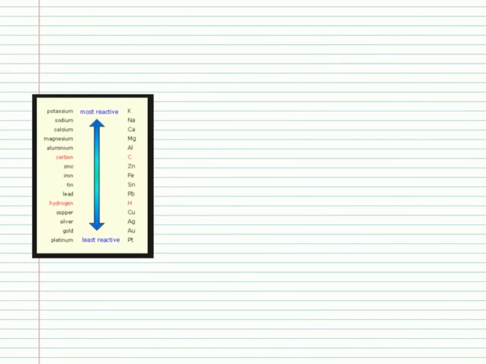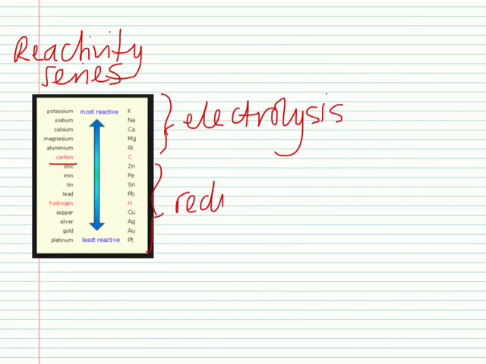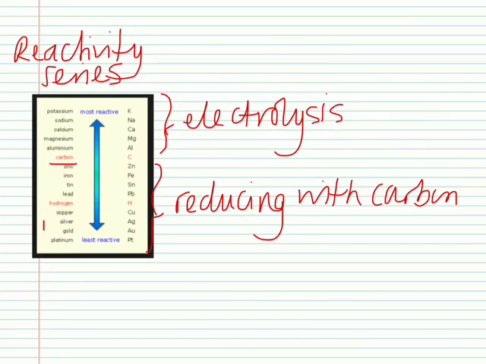Metals that are higher up the reactivity series, which is shown in this diagram on the left, that is, metals that are higher up the reactivity series than carbon, i.e. are more reactive, we have to extract using electrolysis. However, metals that are lower down the reactivity series than carbon, we can extract by reducing them with carbon. We can react them with carbon. So, any metal that is less reactive than carbon, that is lower down the reactivity series, we can extract from an ore by reacting it with carbon.